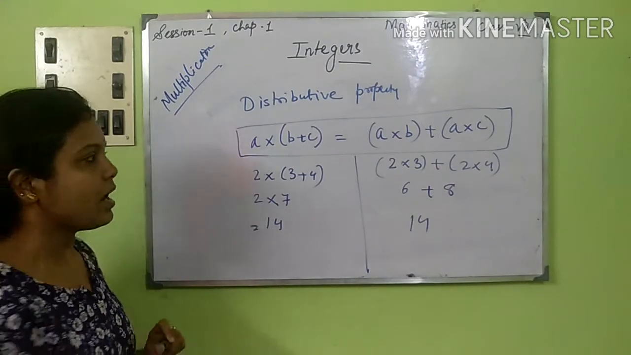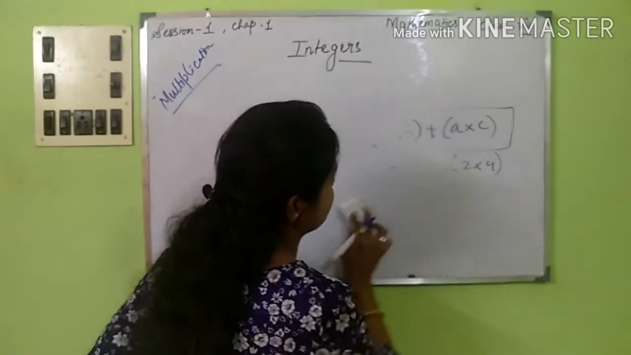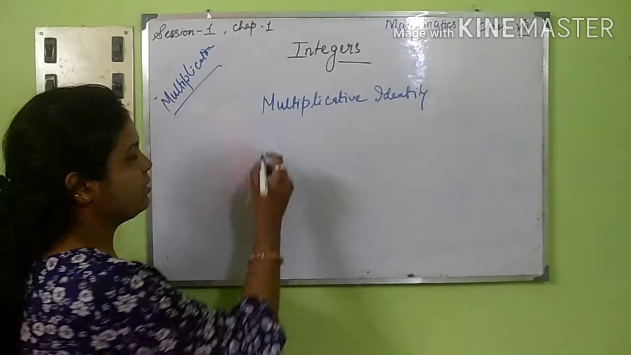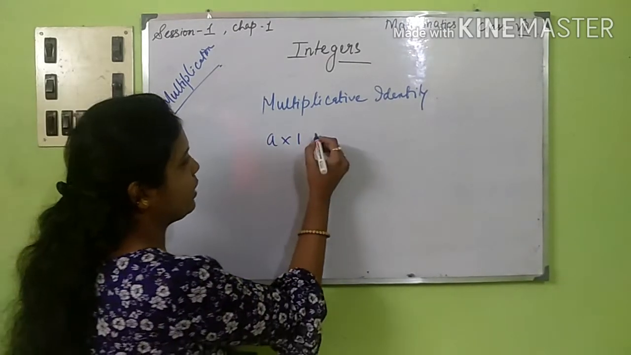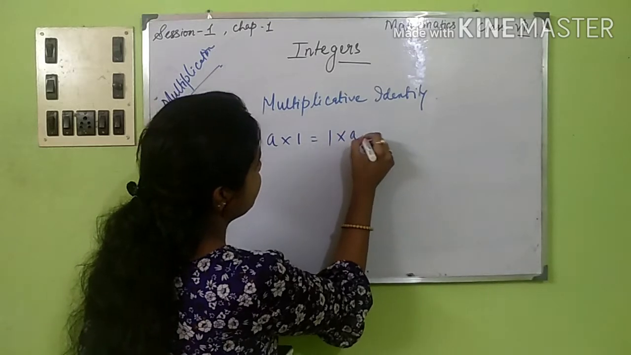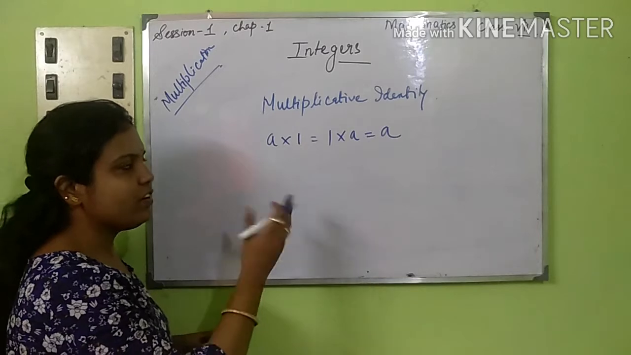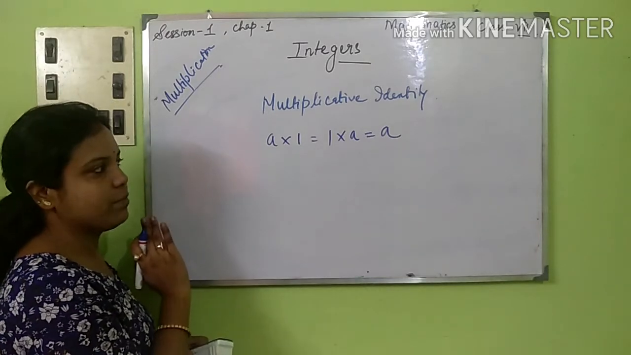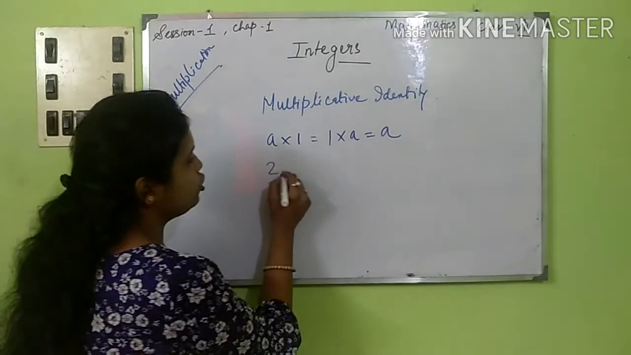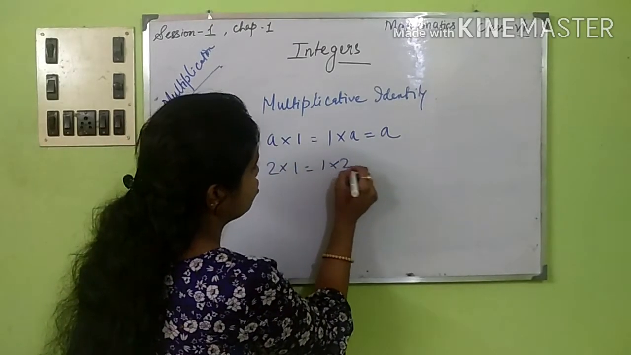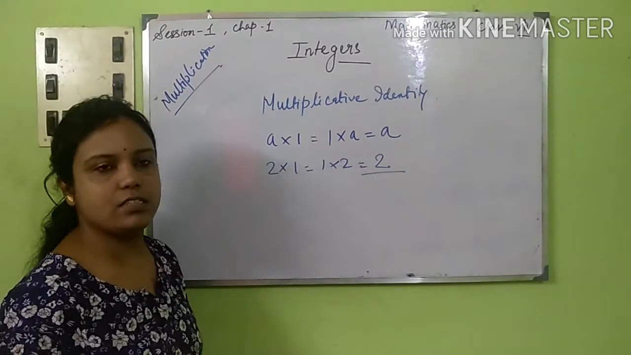Okay, next, coming to the next property, that is multiplicative identity. Now what is multiplicative identity? A into 1, that is, any number when multiplied with 1 will give you the same number or the same integer itself, right? Even if you reverse and multiply, you will get the same number, same integer. 2 into 1 or 1 into 2 will give you 2. So this is what your multiplicative identity is.